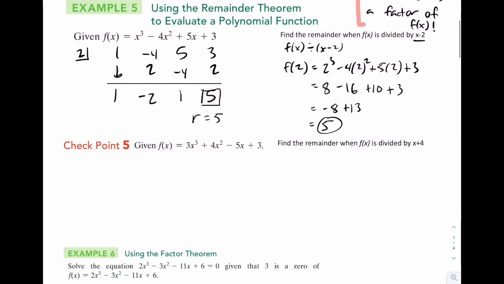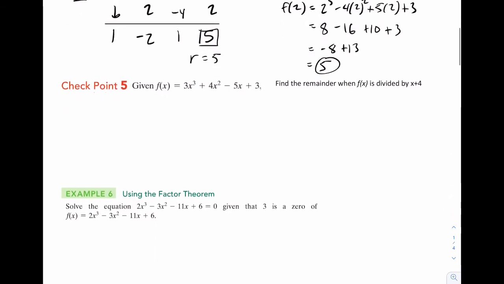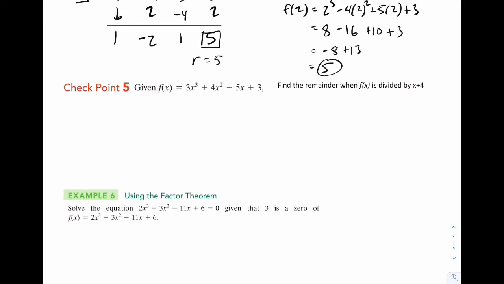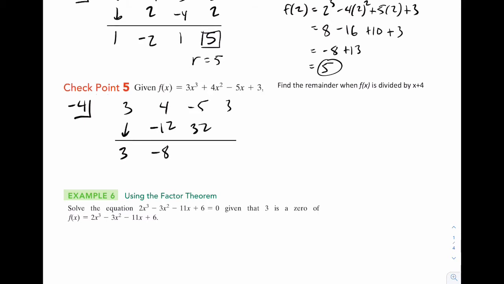So we'll do one more just to make sure you guys got it. It says, given this thing, find the remainder when you divide by x plus 4. So again, we can do it the old-fashioned way just to do a quick check. There's negative 4, 3, 4, negative 5, and 3. I'll do my synthetic division quickly here for you. So feel free to pause if you need to do this on your own. I'm just going to write the numbers down. That's negative 105. So there's our remainder.